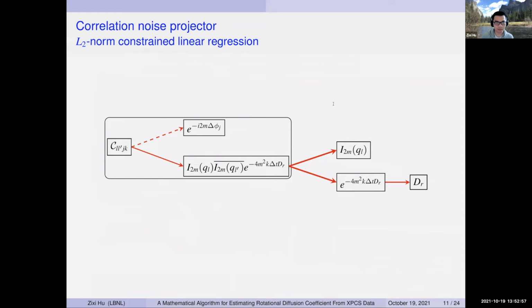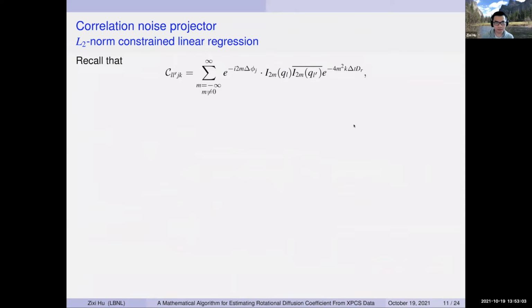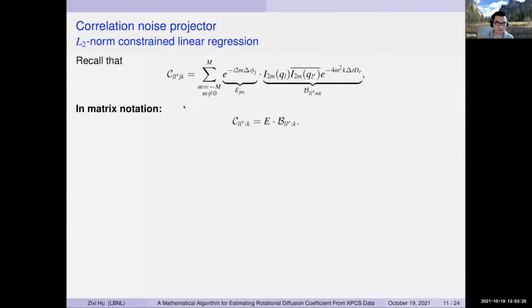To do so, we develop the correlation noise projector. So first, we recall this equation. Notice that the summation on the right-hand side is from negative infinity to positive infinity. Though this is an infinite sum, since we know that as m increases, the term becomes smaller and smaller, gradually tending to 0, we can choose a large enough N and then truncate the summation from negative N to positive N with only a tiny bit of difference.